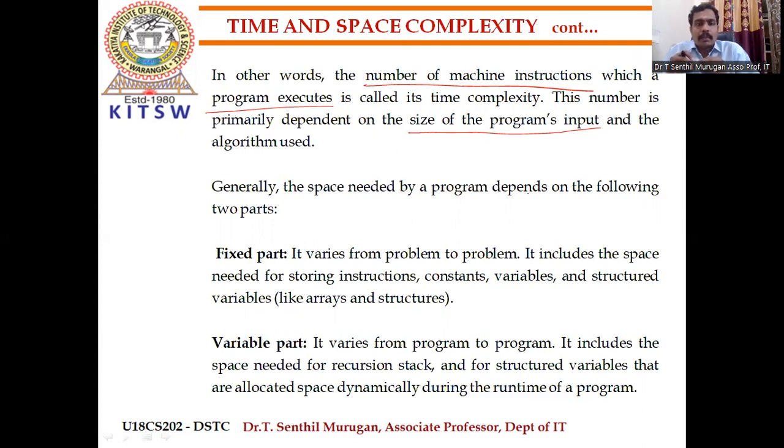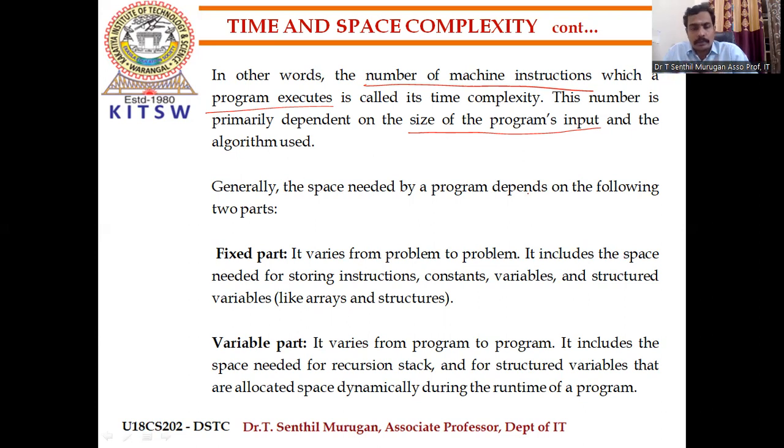But space complexity depends on two parts of the program. One is the fixed part, another one is the variable part. What is a fixed part? Fixed part means how many variables we have declared: constants, instructions, variables, and structured variables, arrays and structures. Already we know these are fixed. So how much space will they occupy? That is the fixed part.